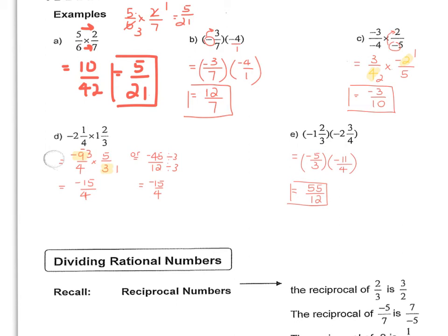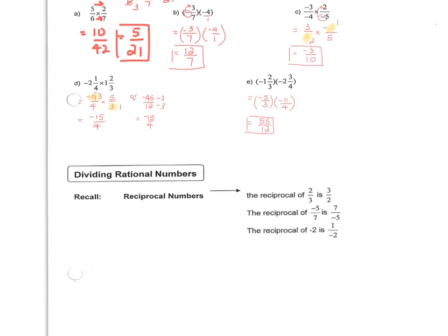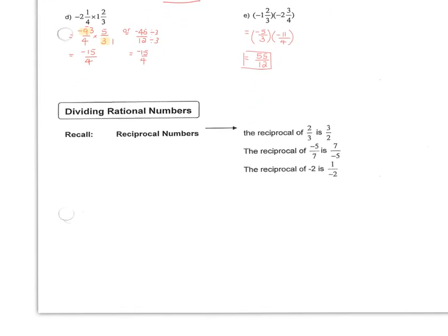And then all the integer ideas that we had from before about multiplying and dividing: a positive and a positive, negative and negative give you positives; positive, negative or negative, positive gives you negatives. Okay? So dividing. First we're going to talk about reciprocals, and then we'll do some dividing.